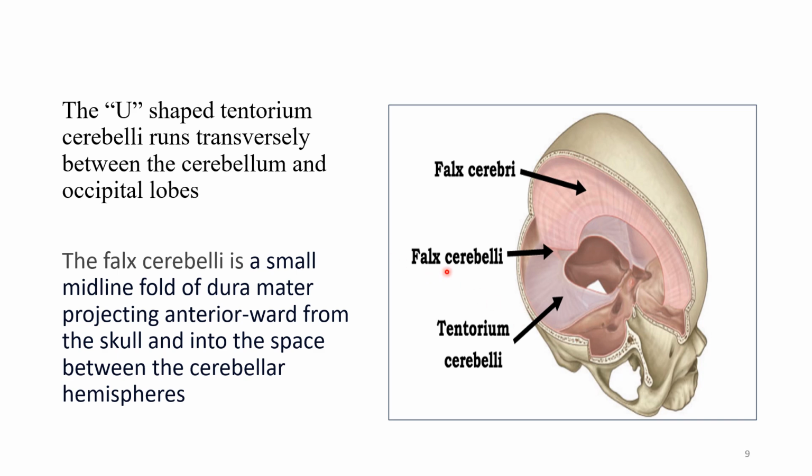Next coming to the falx cerebelli. It is a small midline fold of the dura mater projecting anteriorward from the skull and into the space between the cerebellar hemispheres. So between the two cerebellar hemispheres there is a dural reflection that is called falx cerebelli. So between the two cerebral hemispheres we have falx cerebri. Between the two cerebellar hemispheres we have falx cerebelli, and between the cerebellum and occipital lobe we have tentorium cerebelli. So these are the dural reflections.